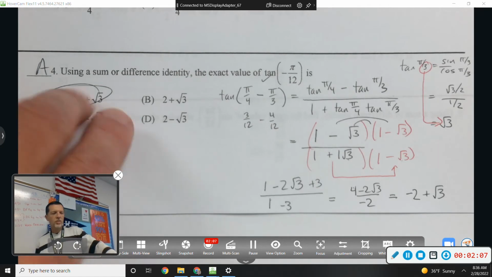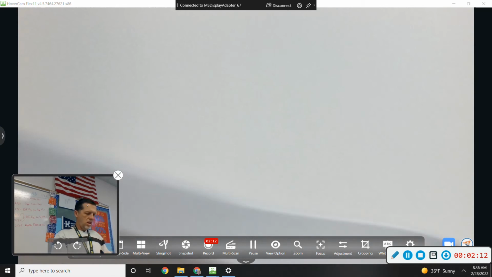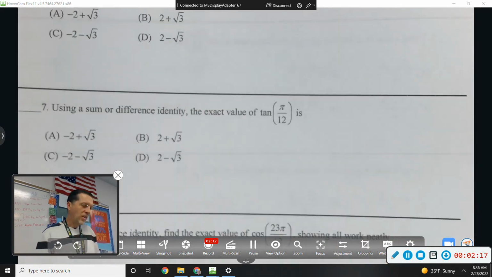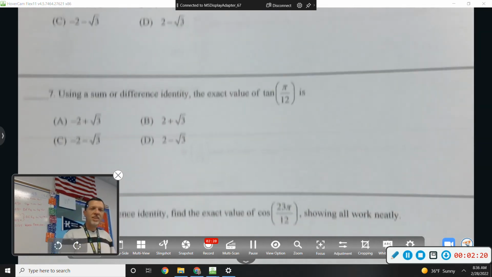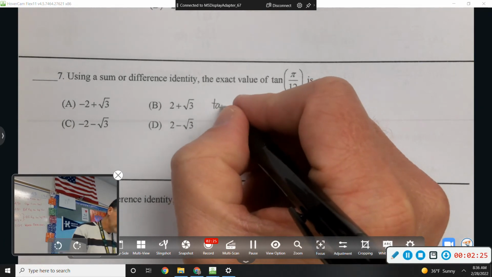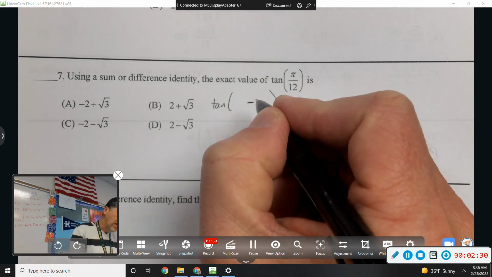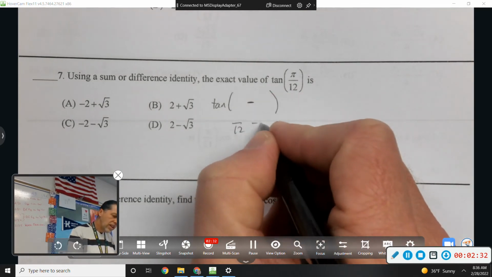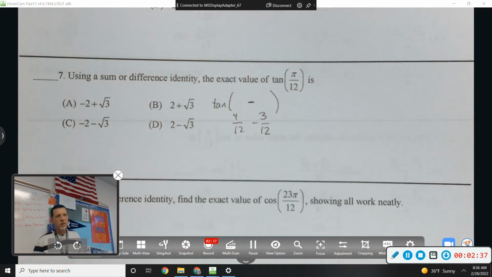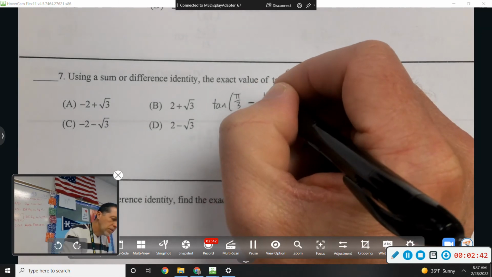What was the second question? Uh-oh, that might have been the same problem if you messed up what tangent of pi over 3 is. Find the exact value of tangent of pi over 12. We're going to have to subtract to get there. So 4/12 minus 3/12 would work. So that's pi over 3 minus pi over 4.